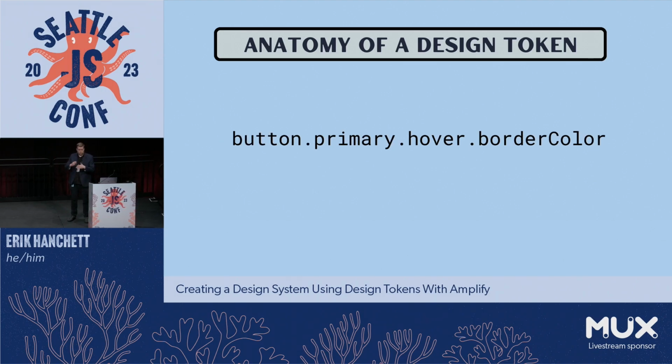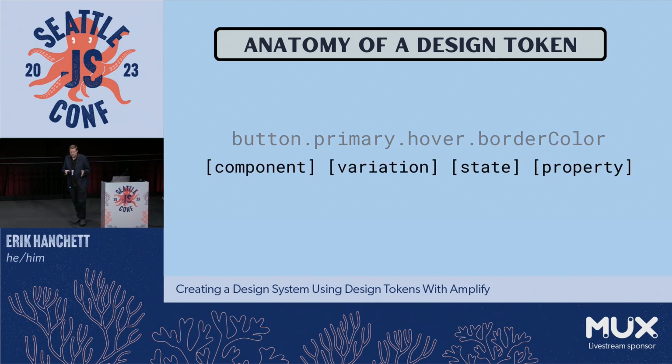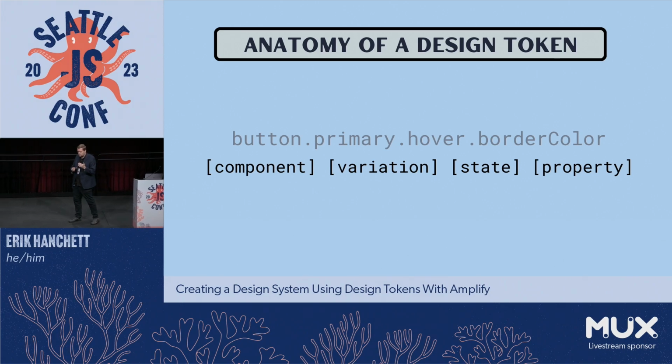You can actually make more complicated design tokens. So in this case, we are designing a button, assuming this would be like a button primitive in our framework. We have a component variation, which would be primary, tertiary, secondary. We have hover, which is the state, and border color, which is a property.